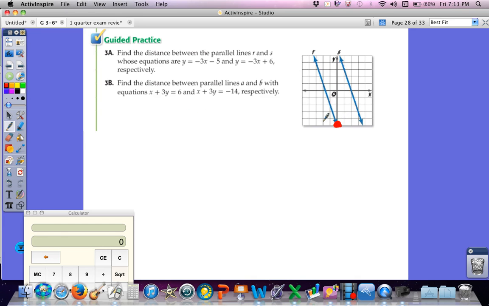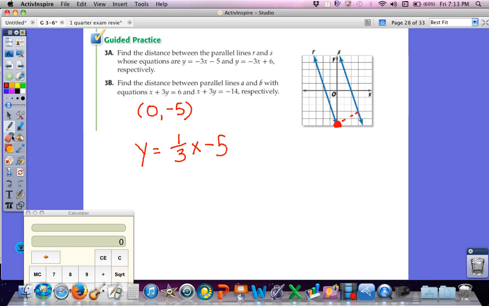So I'm going to use this point right here because it's the y-intercept. It's (0, -5). And if these lines have a slope of -3, the slope of the line perpendicular to that is going to be the negative reciprocal. So the reciprocal of -3 is -1/3, and the negative version of -1/3 is +1/3. So y equals a slope of 1/3 x minus 5.